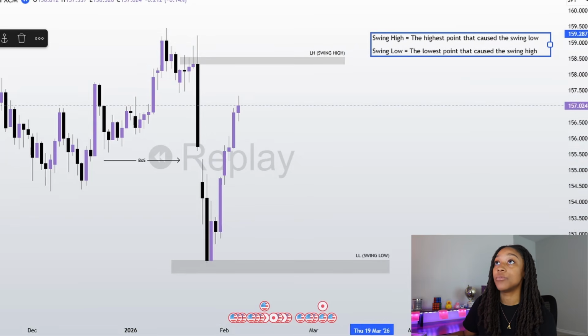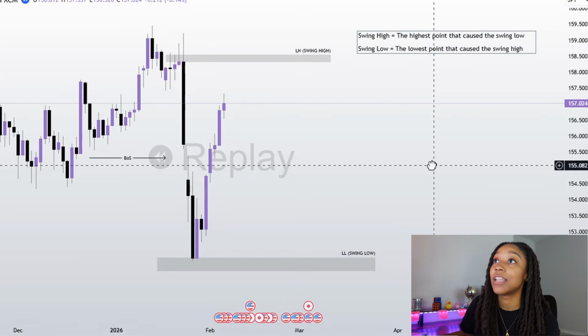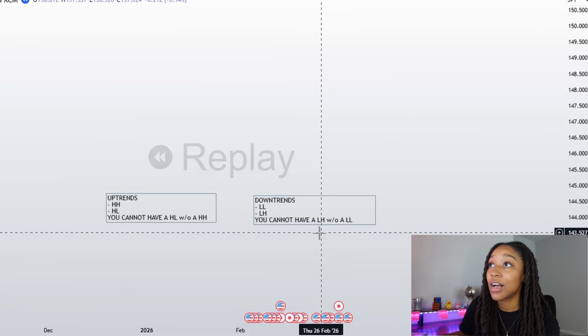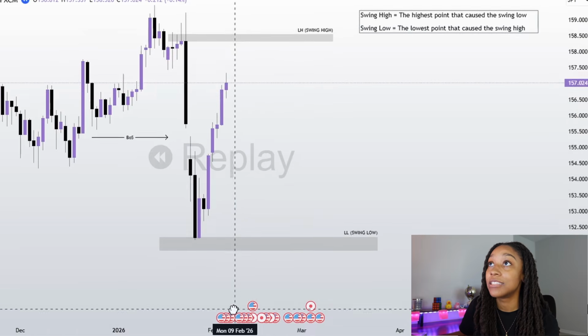So, okay, we have this nice pullback. Is this a lower high yet? Can we count this as a lower high? If you said no, you were correct. Why? Because we have not made a new lower low. Remember, you cannot have a lower high without a lower low. So this is an anticipated lower high.